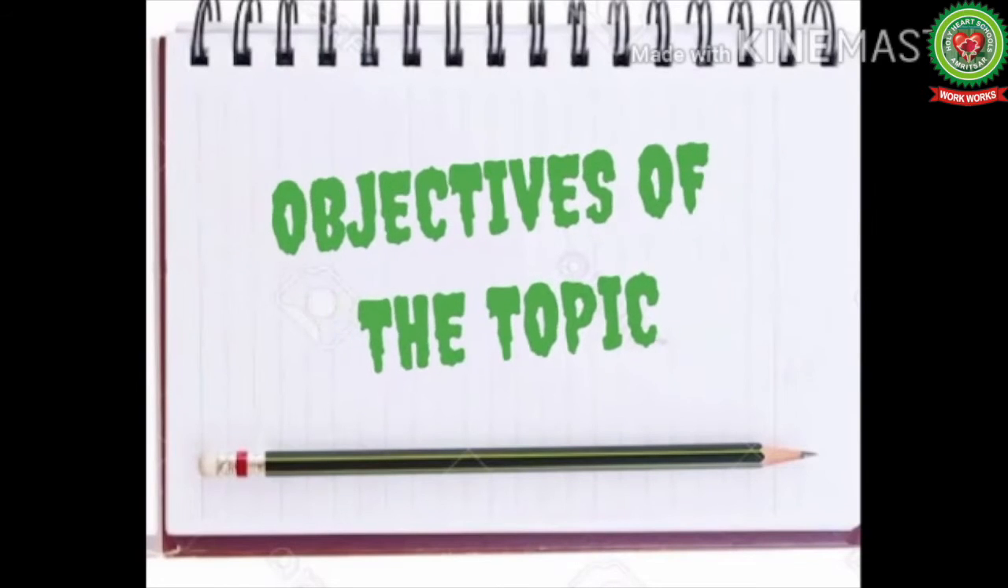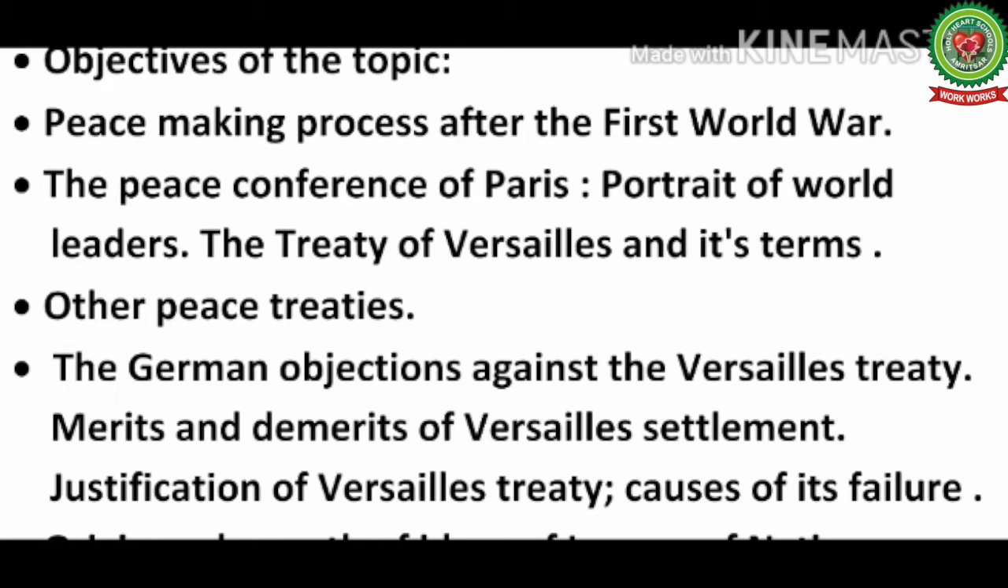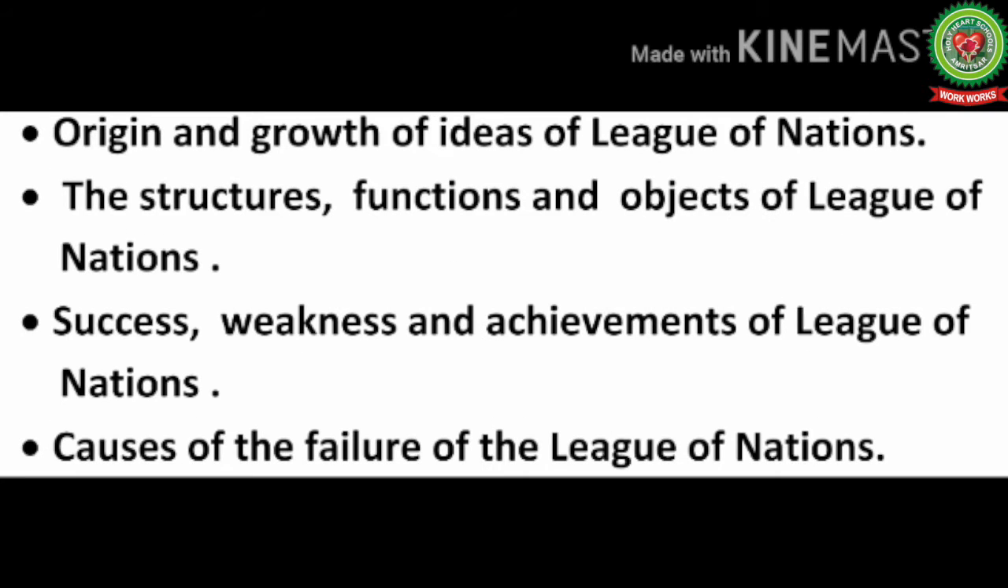Before we start with the topic, let's discuss the objectives of the topic. Objectives of the topic: the peacemaking process after the First World War; the Peace Conference of Paris and the portraits of world leaders; the Treaty of Versailles and its terms; other peace treaties; the German objections against the Versailles Treaty; merits and demerits of the Versailles settlement; justification of the Versailles Treaty and causes of its failure; origin and growth of the ideas of the League of Nations; the structure, functions and objects of the League of Nations; success, weakness and achievements of the League of Nations and causes of its failure.